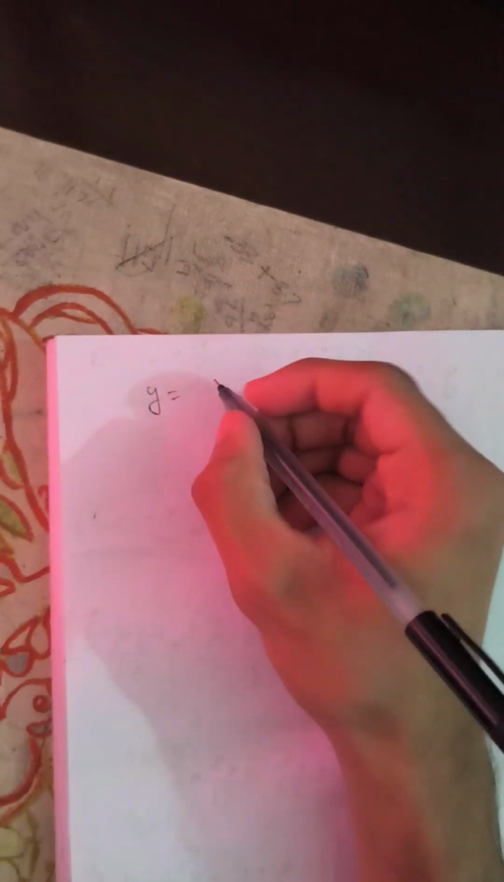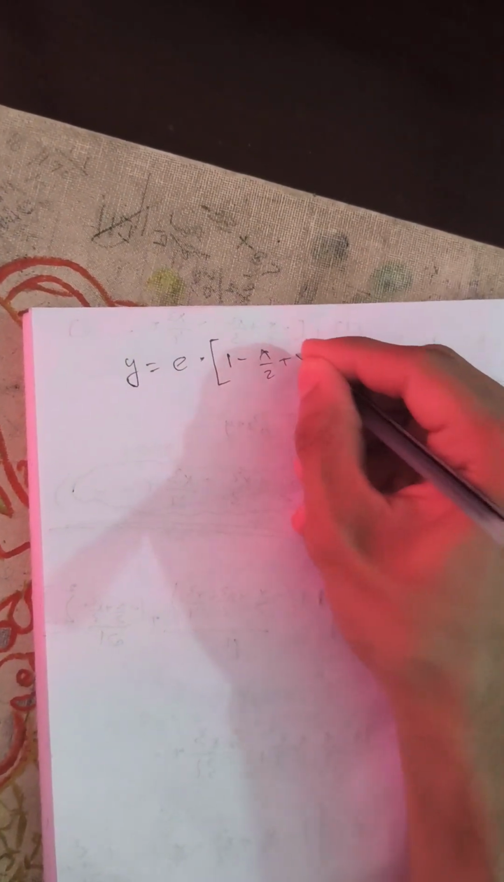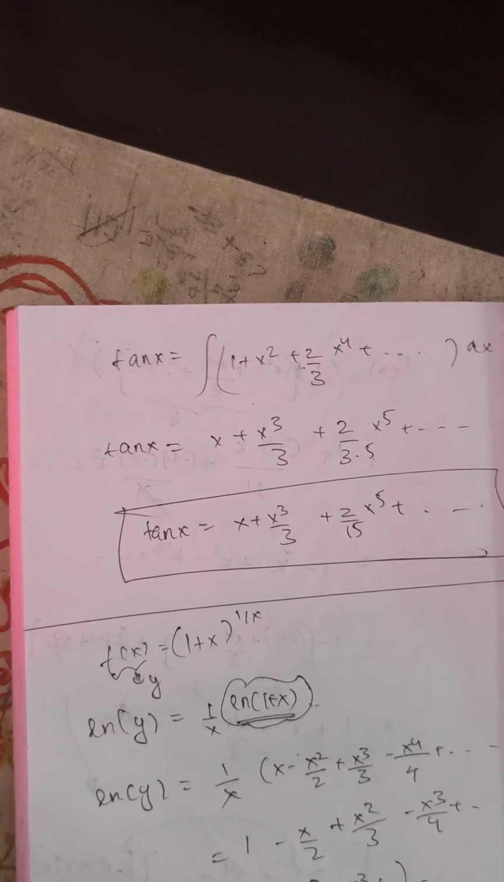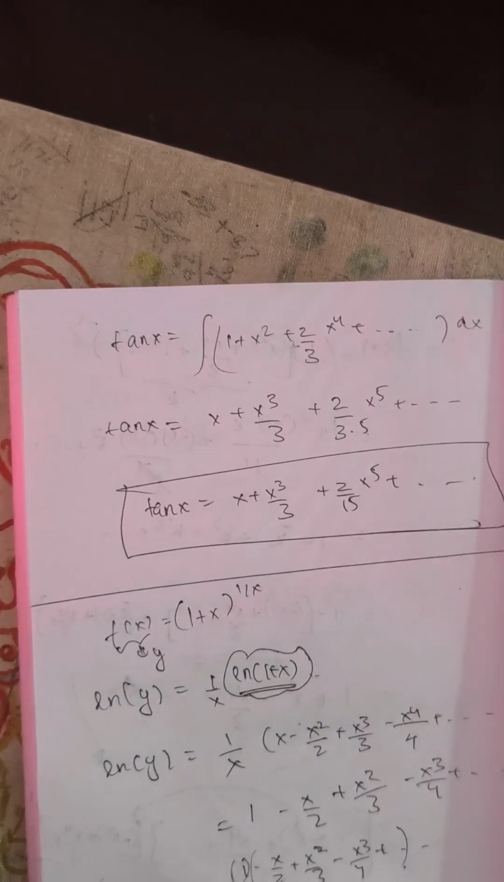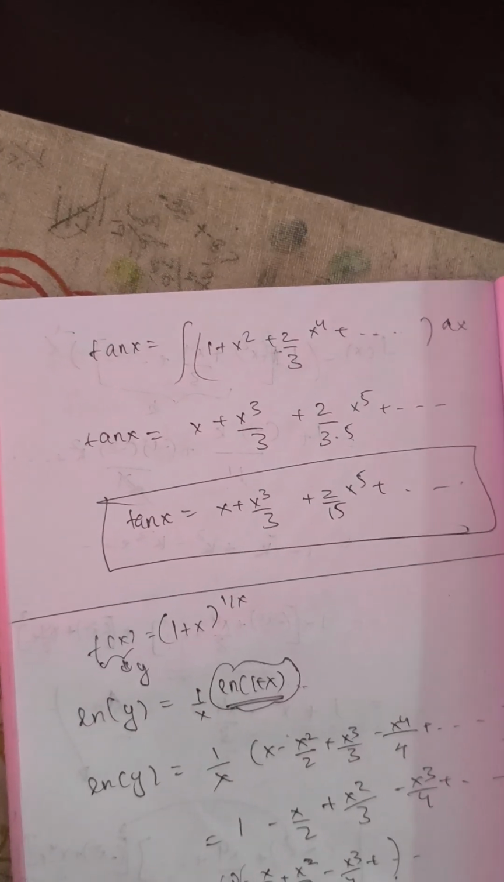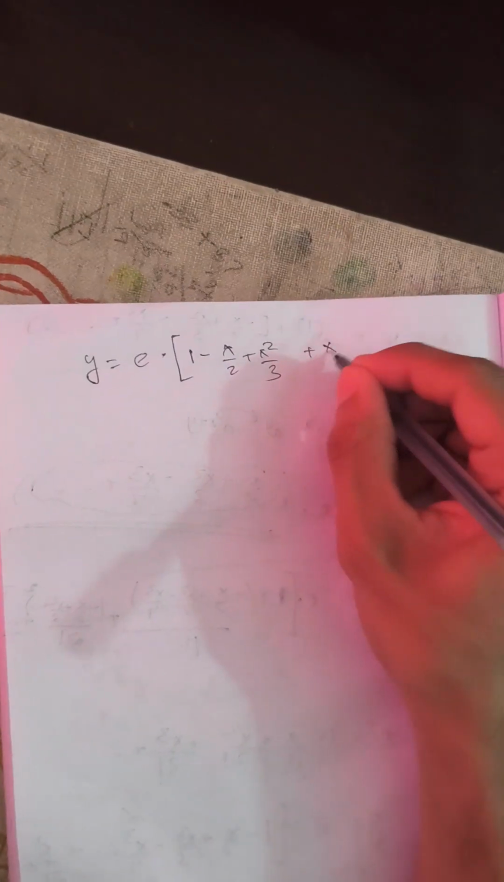Y is equivalent to e times 1 minus x by 2 plus x squared by 3. We're going to disregard x cubed. So from our second term, we got it as x squared divided by 4 into 2 factorial, which is just x squared by 8. So we get a plus x squared by 8.